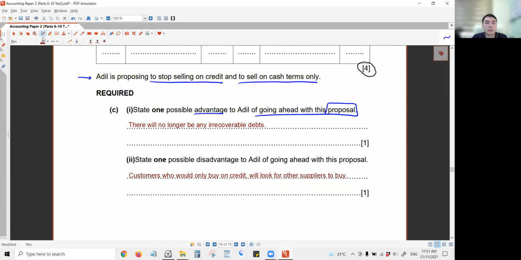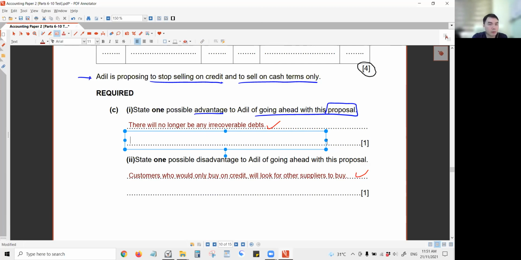These two lines are just the possible answers you may write. You may also write other answers. Let me give you some ideas. You can write customers would stop buying from Adil. That's acceptable, that's valid. One advantage of stopping selling on credit: you can save the time of chasing money from customers. Imagine you have a lot of customers who owe you money. You have to take the time to go through all the customers to see how long they have owed you. Then you have to call them up to remind them to make payment. All this takes time, right?